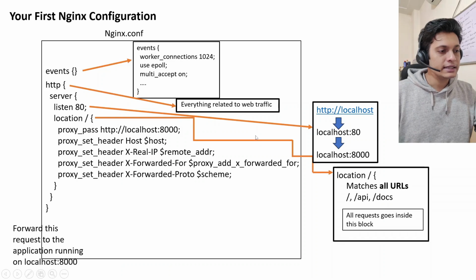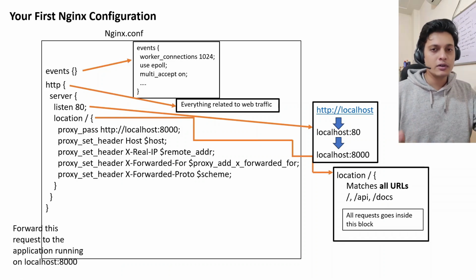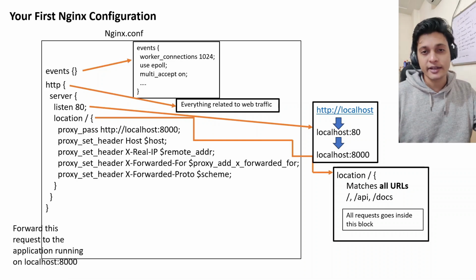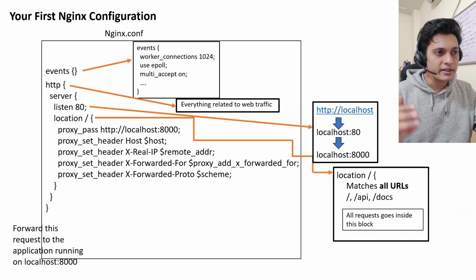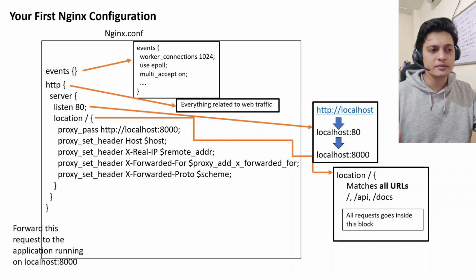Okay. Now we have this location. You have created your application, and definitely you will create multiple routes inside of it. Multiple routes means you will have slash home, slash users, slash API. So multiple routes will be present in your application. It might be possible that there are no routes, but in most cases, routes are present. So all the matching URLs will come inside the location only.